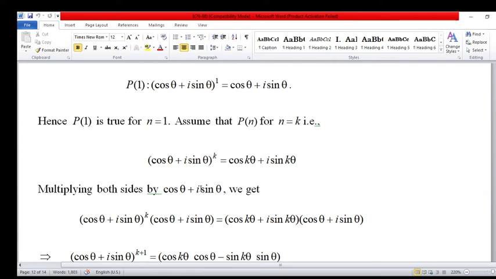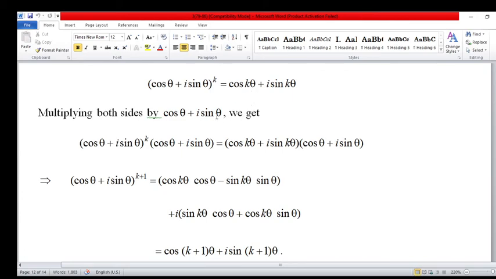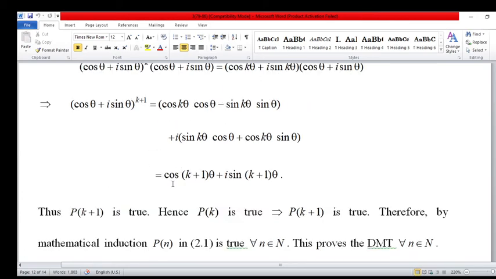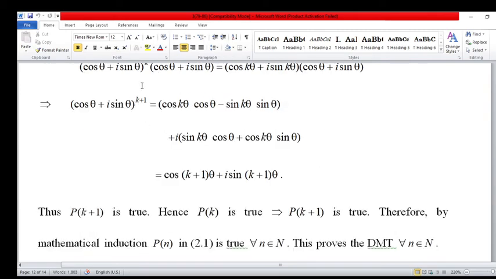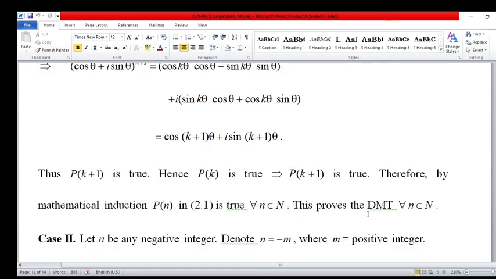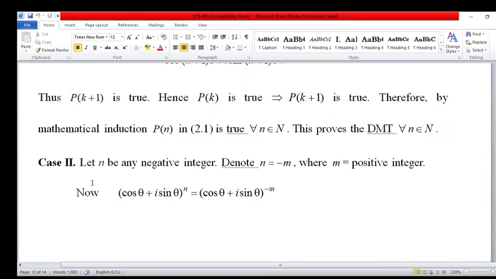And here, multiplying on both sides by cos theta plus i sin theta, after multiplying we obtain (cos theta plus i sin theta) raised to the power k plus 1, and after solving, this is cos (k plus 1) theta plus i sin (k plus 1) theta. Thus, this is true for k plus 1. P(k plus 1) is true, which means P(k) implies P(k plus 1) is true. Hence, De Moivre's theorem is proved. Now, case second, n is negative.